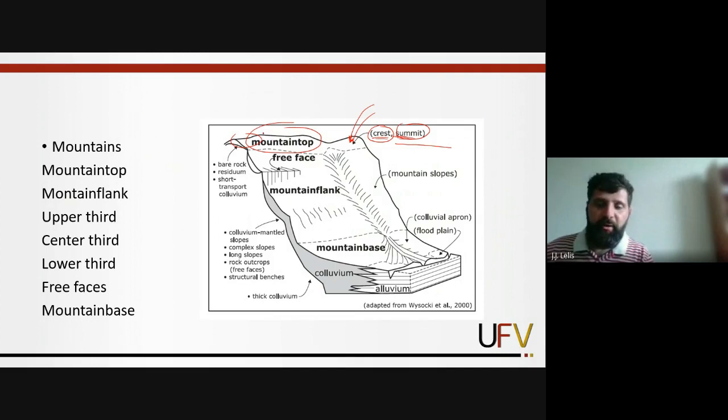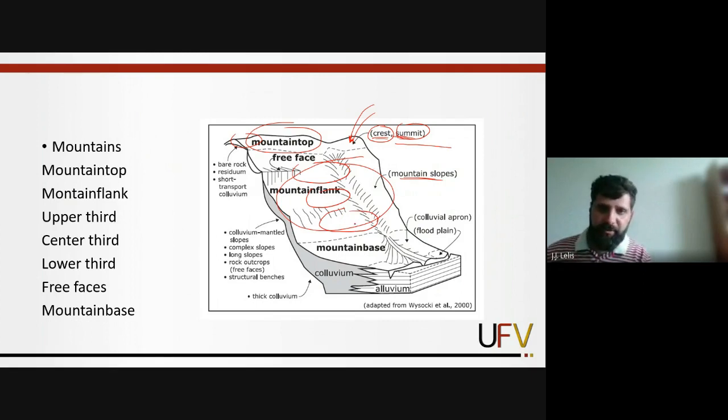Generally, we can find rocks on the surface, materials that suffered transport over a short distance, or even shallow soils, because we have a lot of erosion, okay? We can find the slope in these positions where we can identify the mountain slopes, and we can also describe the upper third, the middle third, or the center third, and the lower third of the slopes.